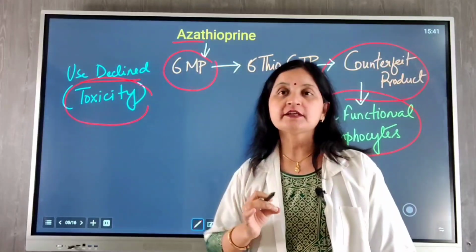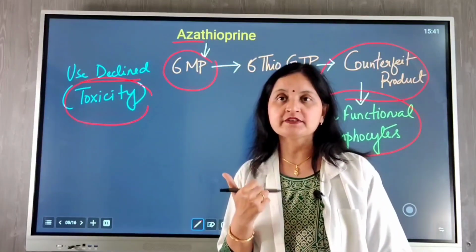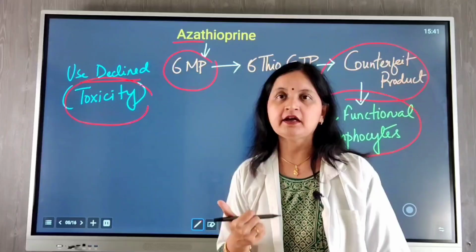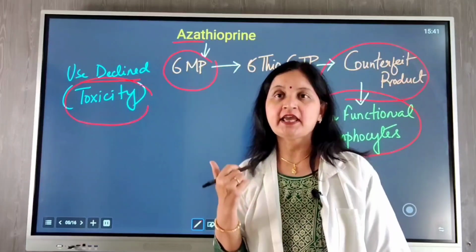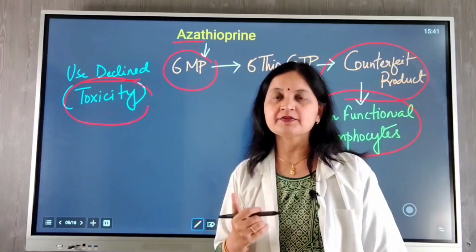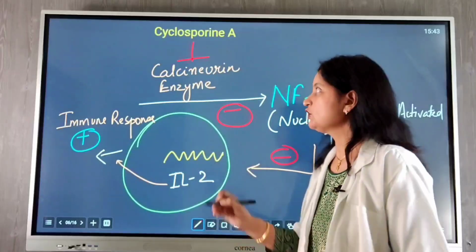It has a high toxic profile. It can cause bone marrow suppression, anemia, leukopenia, increase the risk of infections, hepatotoxicity, GI upset. Now the next drug is cyclosporin.